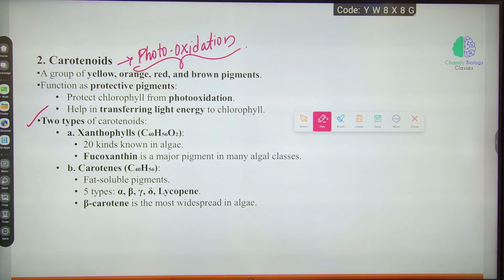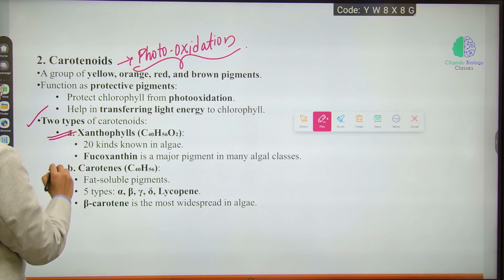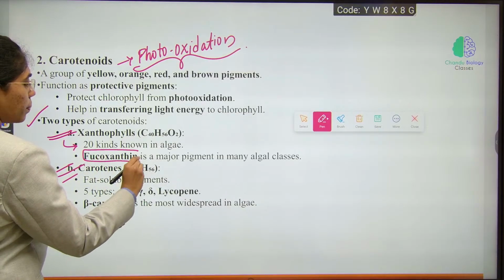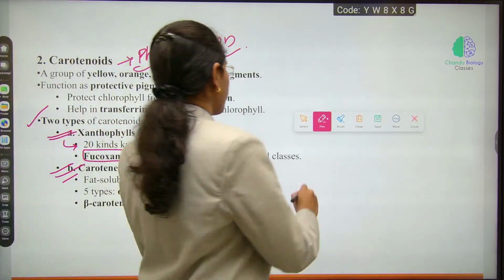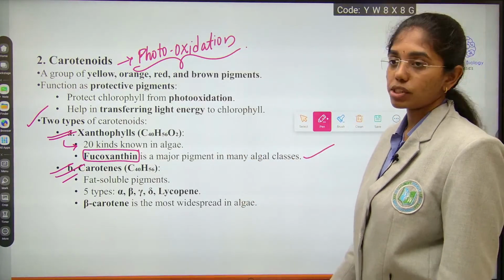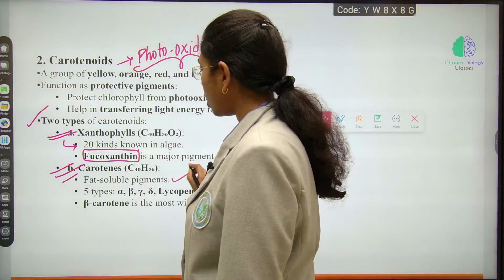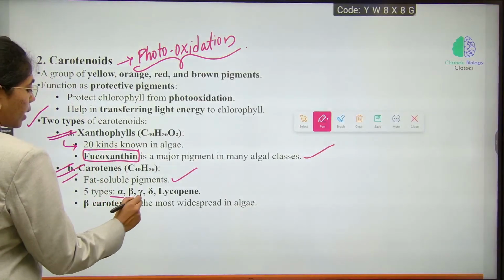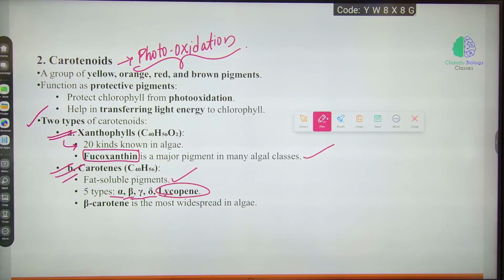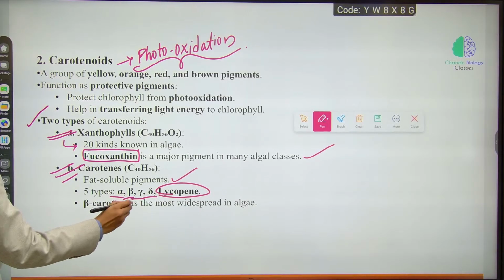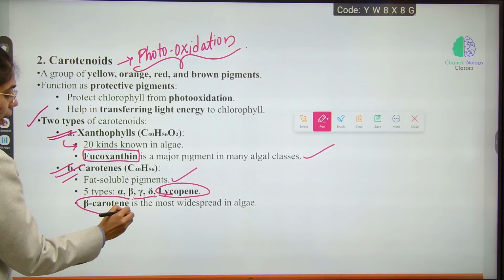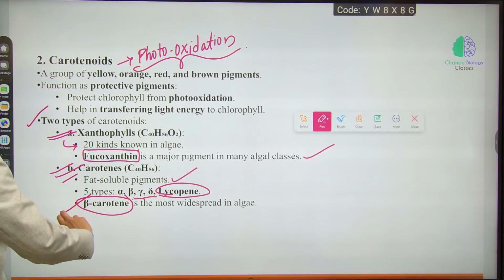We have two types of carotenoids. One is xanthophyll, second will be carotenes. Of xanthophylls, about 20 kinds are known in algae. Okay, fucoxanthin is the major pigment in many algal classes. Carotenes are fat soluble pigments. We have types of carotenes: alpha, beta, gamma, along with lycopene. Of these, beta carotene is the most widespread in the algae. Clear?